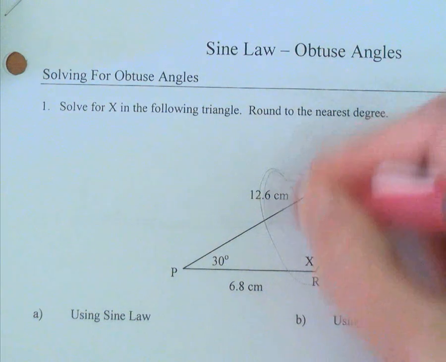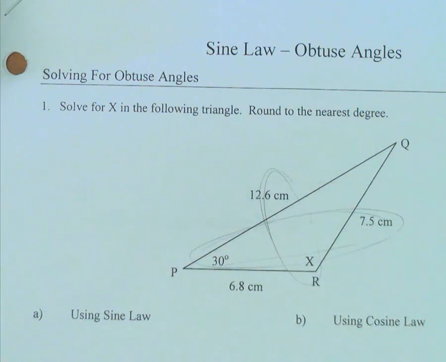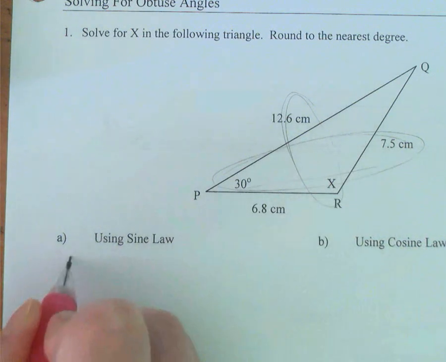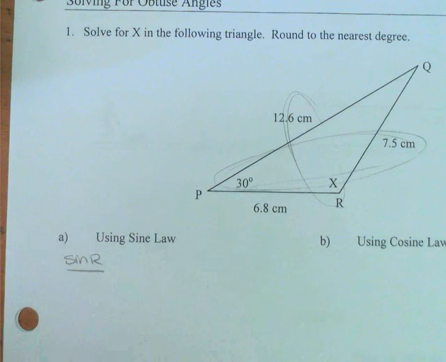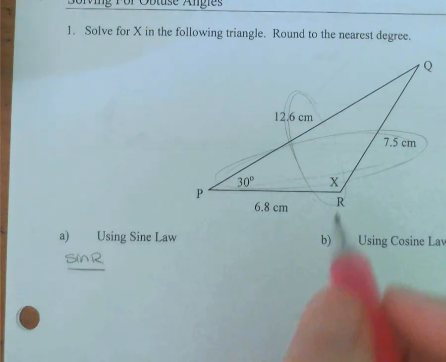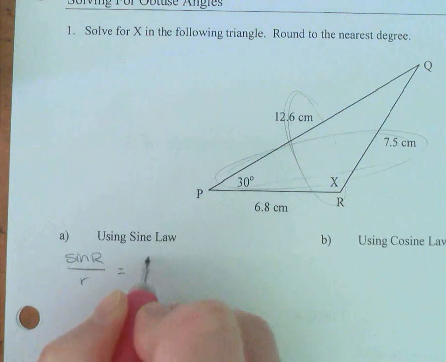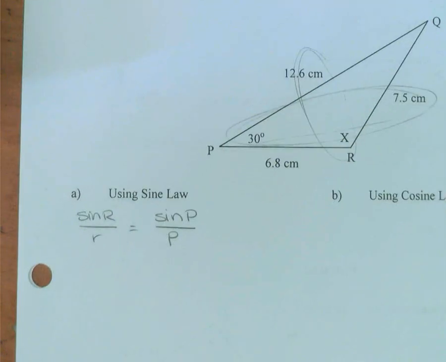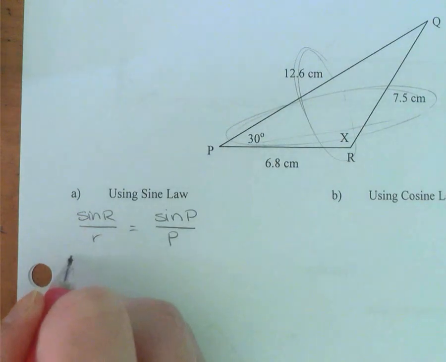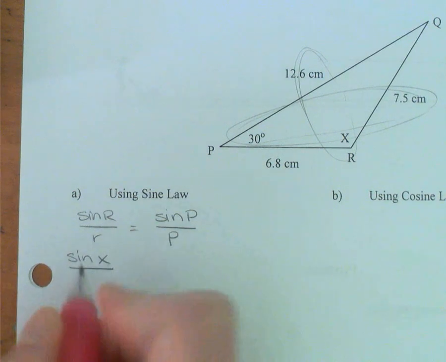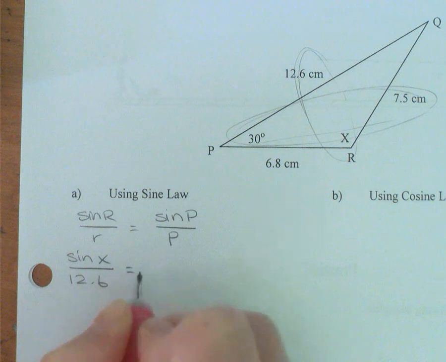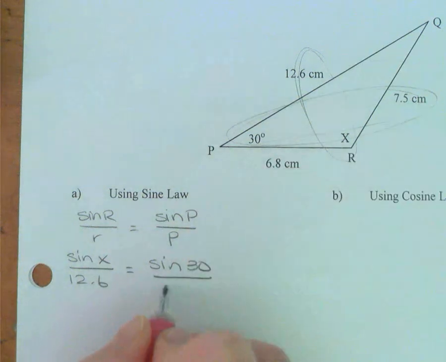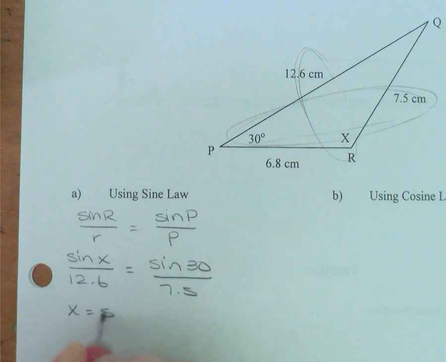So what I'm looking at is I want to try the sine law. So I can use this and this, and I can use this and this. So I'm looking for sine of r. So I'm going to start over here with sine r, and I'm going to put that over side r, and I know p. So this is sine p over side p. And then I can fill in the information. So I'm looking for sine x, and it's over 12.6. And I have sine of 30 degrees, and that's over 7.5. So I can isolate for x.